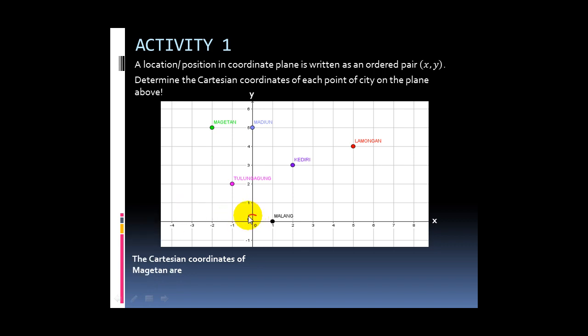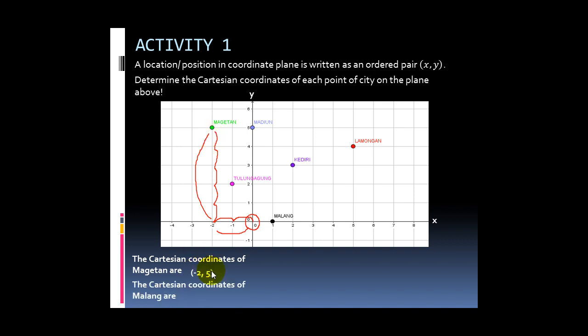Ini ya, (0,0), the origin. From the origin we go left, 1, 2, go left, -2, and then go up, 1, 2, 3, 4, 5. So the coordinates of Magetan are (-2, 5).